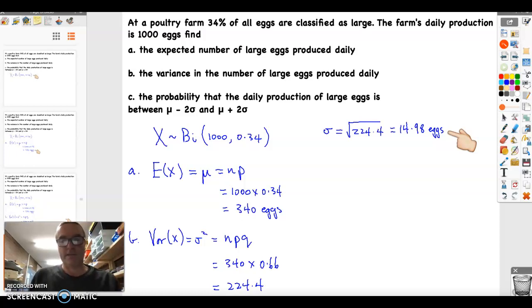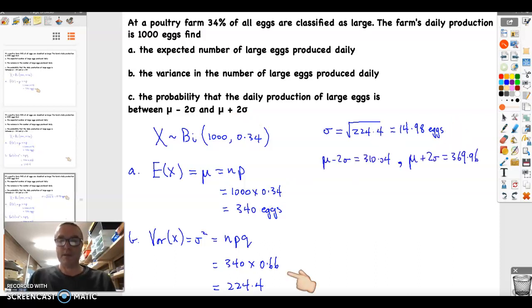So I'm going to use that standard deviation to find the two values, the mean take away 2 standard deviations, the mean plus 2 standard deviations, using our mean and our standard deviation. So the lower bound is 310.04 when I calculate that value. The upper bound is 369.96. And so next we're finding the probability that our daily production of large eggs falls in between those two quantities.